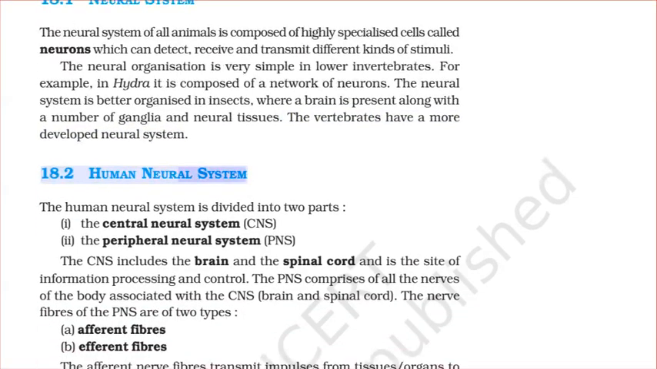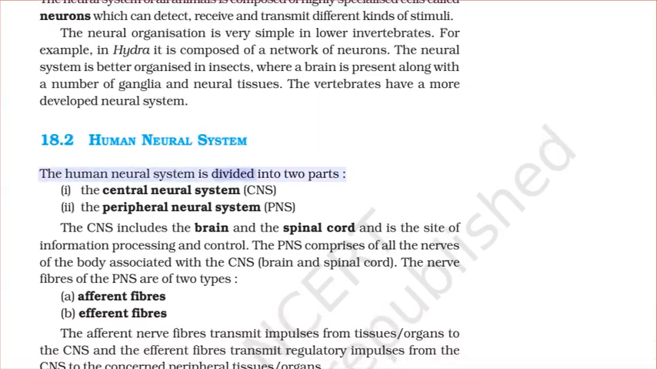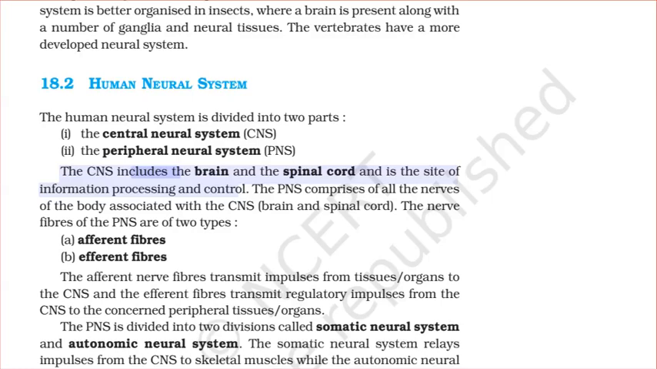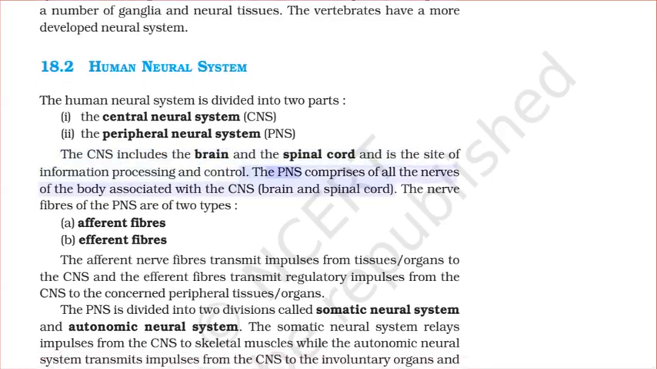Human neural system. The human neural system is divided into two parts. 1. The central neural system, CNS. 2. The peripheral neural system, PNS. The CNS includes the brain and the spinal cord and is the site of information processing and control. The PNS comprises all the nerves of the body associated with the CNS, brain, and spinal cord.